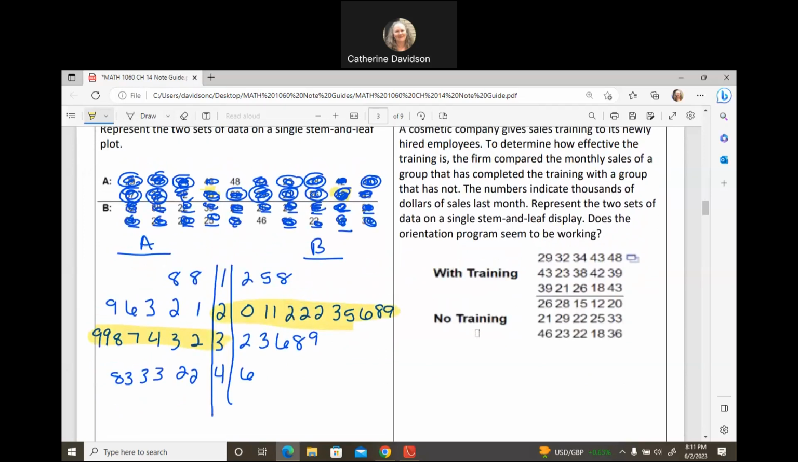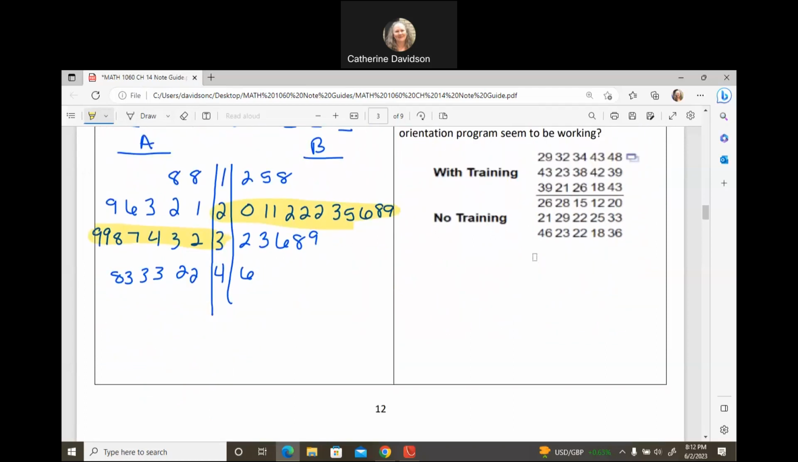So we're going to do this again. A cosmetic company gives sales training to its newly hired employees. To determine how effective the training is, the firm compared monthly sales of a group that has completed training with a group that has not. Numbers indicated are in thousands, don't worry about that, of sales for the last month. Represent the two sets of data on a single stem and leaf display, and we're going to see if the training program works.